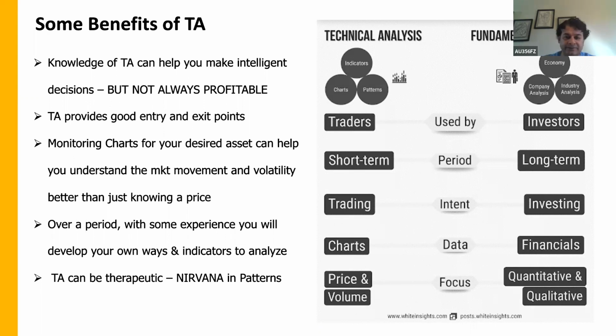Over a period, with some experience, once you start looking at these charts on a regular basis, you'll develop your own indicators, as I said, your own style and your own statistical analysis to put on top of the chart to understand what might happen. It'll still be just an understanding. As I said, there's no sure shot. Even the highest level CMTs definitely go wrong, but their accuracy is much higher than ours.